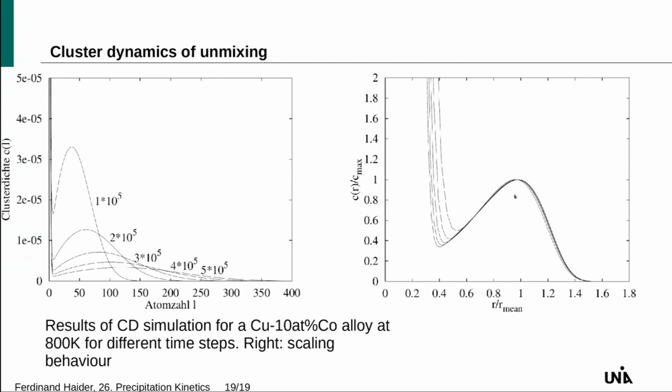And here I applied again the scaling law. So I divided the cluster number, here cluster density, by the maximum, so that they are all normalized. And I normalized the sizes here, which are here the number of atoms, to the mean size, and you see how nicely they all fit on one master curve. Except here, of course, during the process, the number of monomers goes down, but here in this coarsening regime, everything falls on one curve.